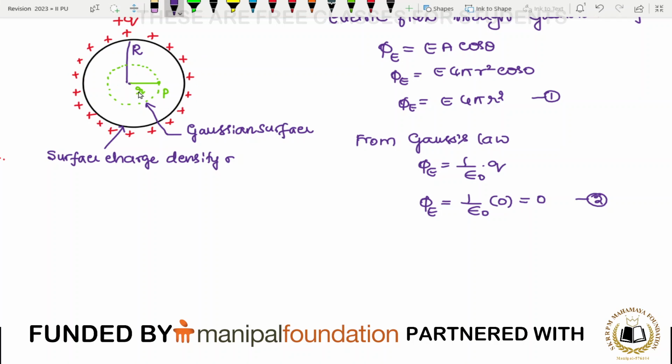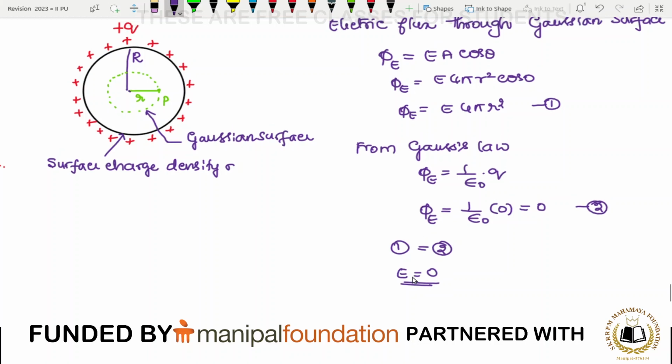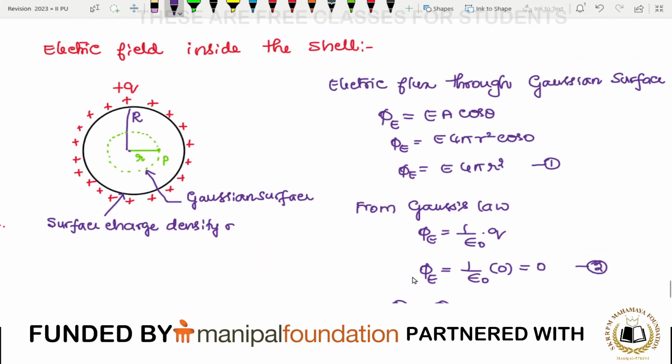Inside this sphere there is no charge present. Charge remains only on the surface. Therefore the charge present in the Gaussian surface, or inside the spherical shell, is 0. Now equate 1 with 0, that means E is equal to 0. From 1 and 2 we can say the electric field inside the spherical shell is 0. So what is the reason for that? Since there is no charge present inside the spherical shell, electric flux is 0.